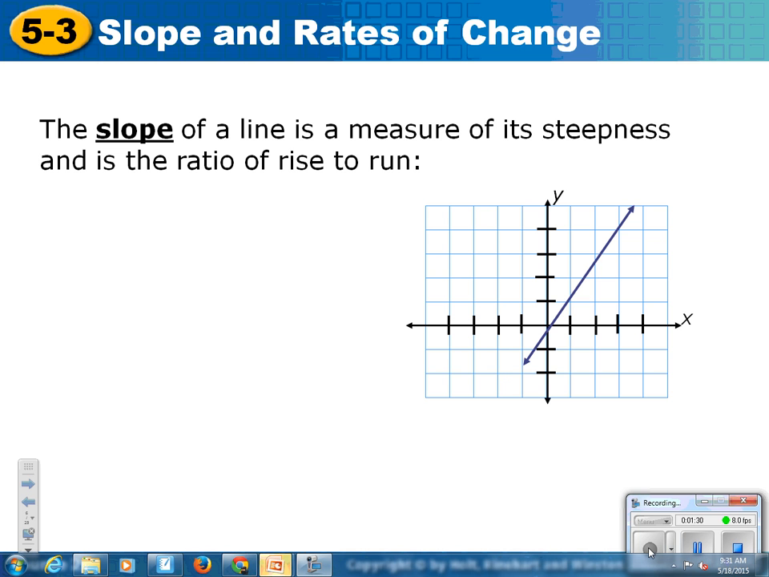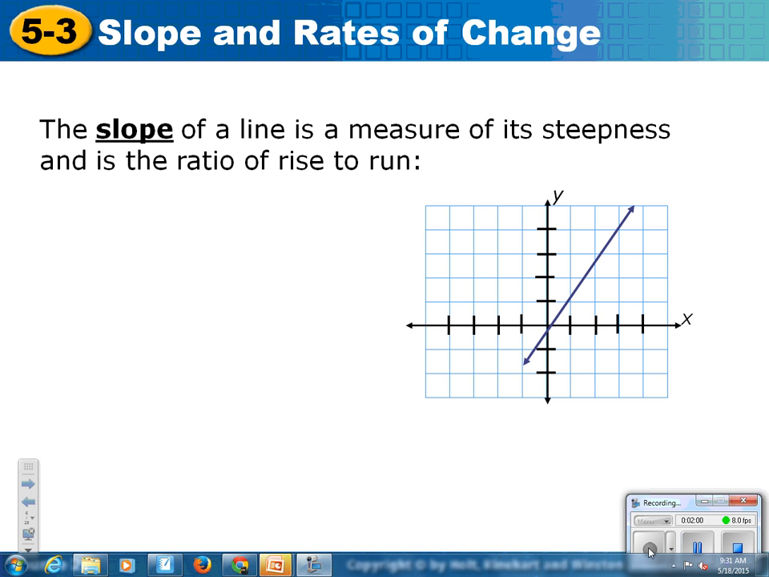Okay? In order to find slope, you have a couple steps. Step number one, determine whether it's positive or negative by reading it like a book, left to right. If it goes up, left to right, it's positive. If it goes down, it's negative.